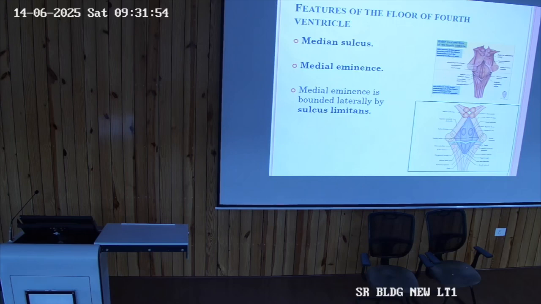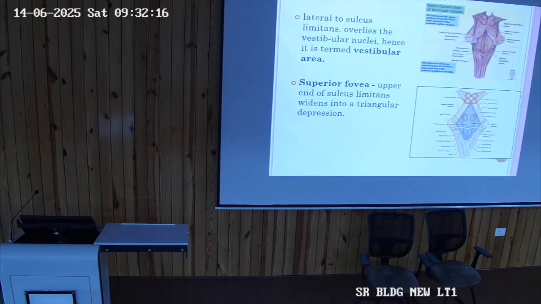What does the median sulcus do? It will divide the floor into two halves. Then medial eminence is situated medial to the sulcus limitans or lateral to the median sulcus. So first, this is the sulcus limitans, which is dividing each half again. So medial eminence is bounded laterally by the sulcus limitans.